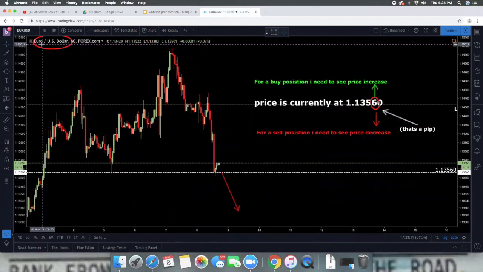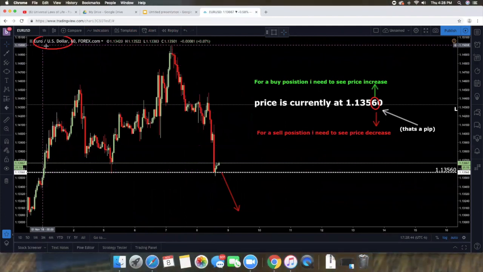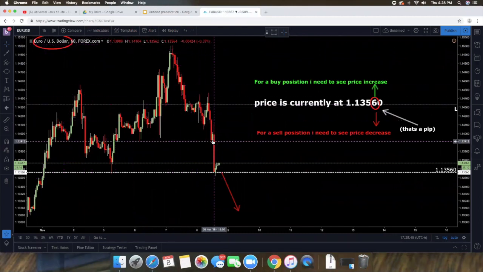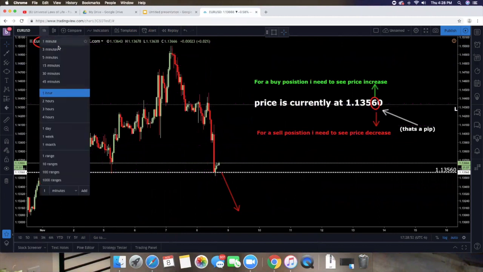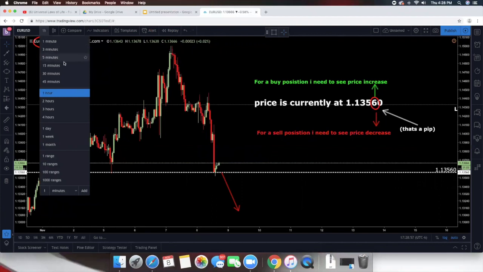So in this example right here, just to break down a little bit of what's on the screen itself, we have the EUR/USD in the top corner. That's showing you guys the pair I'm looking at. Now, right here, the 60 is saying that each candlestick is worth 60 minutes of time, also known as 1 hour. You can look right here, we have 1 minute, 3, 5, and it continues to go in increments: minutes, hours, days, weeks, months.